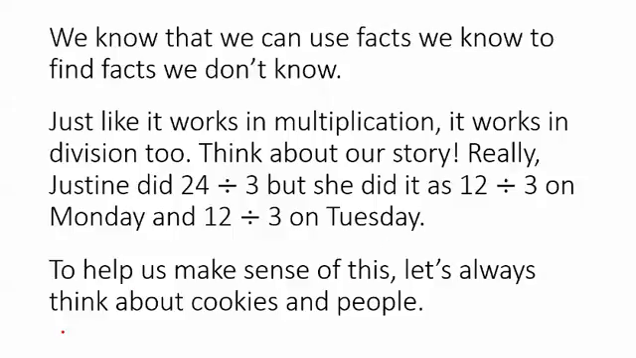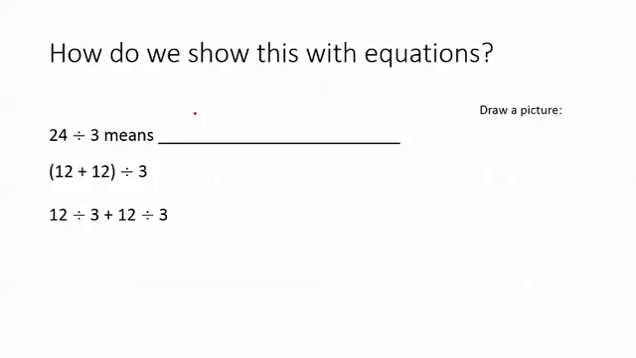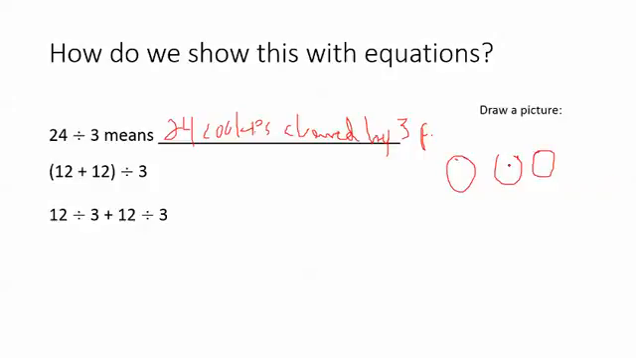All right, how do we show this with equations? What we did with Justine. 24 divided by 3 is 12 and 12 divided by 3. This means like 24 cookies, right? Shared by, sorry for my handwriting, by 3 people, right? And we could draw a picture of this where we took 24 and we split it up into 3.